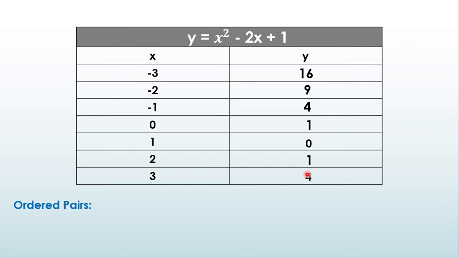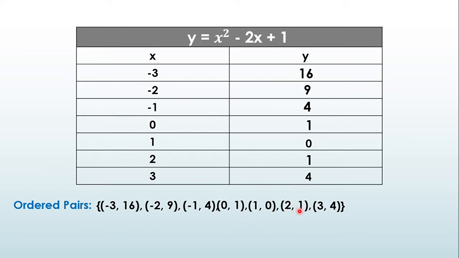So the ordered pairs we have are: negative 3, positive 16; negative 2, positive 9; negative 1, positive 4; 0, positive 1; 1, 0; 2, 1; and 3, positive 4.